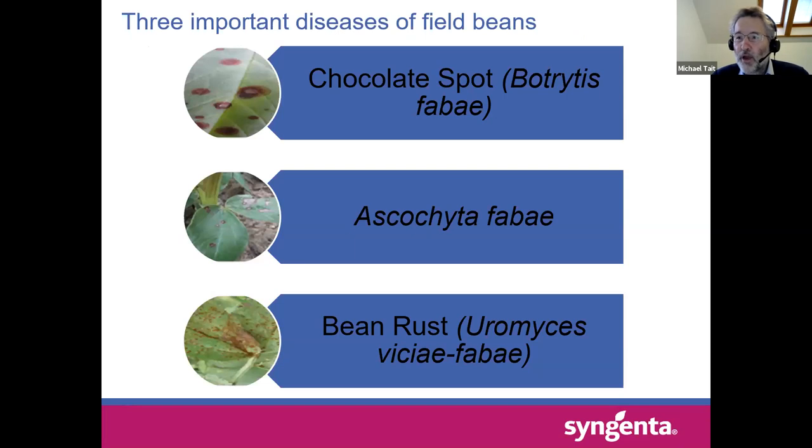Leah has very comprehensively covered the key diseases that affect field beans, so I'm not going to go into great detail on those, but the important diseases that we expect to get on the label would be chocolate spot, ascochyta, and bean rust. In the following presentation about the product, I'm not going to say anything about ascochyta because, as you heard from Leah, it's not particularly common at the moment. So I'm going to concentrate on trials work that we did last year, where we got some results on chocolate spot and very good results on bean rust. I'll give you those in just a minute.